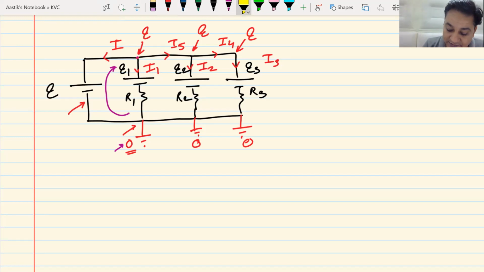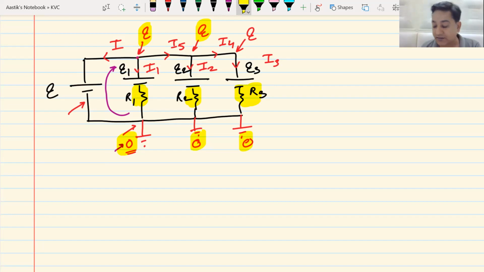Now, once you understand that the potential of these points are E and these points are 0, you can easily calculate the current in this branch, the current in this branch, and the current in this branch. Yes or no? Tell me what is the current in this branch, I1. E minus E1 by R1.